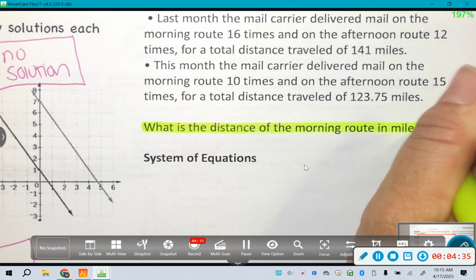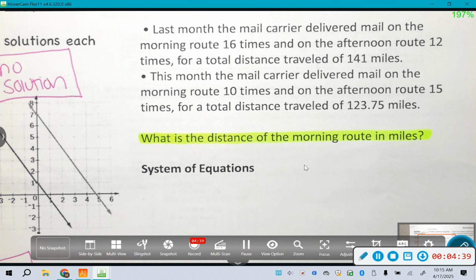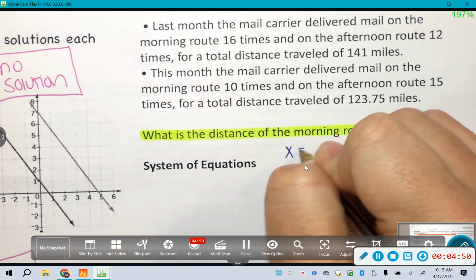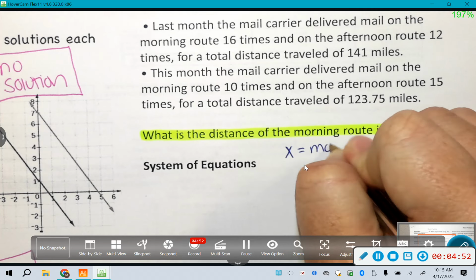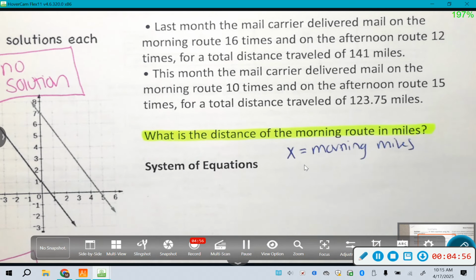What is the distance of the morning route in miles? So your question is going to tell you your unknown. Sometimes it'll tell you both unknowns. Sometimes it'll just tell you one. So right now, I know that we don't know the distance of the morning route, right? So I'm going to just label that X. X equals morning miles.